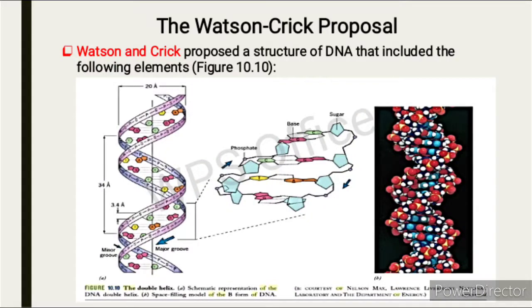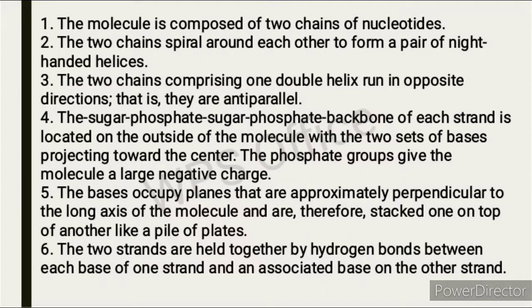In the Watson-Crick proposal, the importance of secondary and tertiary structure as determinants of a protein's activity was stressed. Similarly, information about the three-dimensional organization of DNA was needed if its biological activity was to be understood, using X-ray diffraction data. Watson and Crick proposed a structure of DNA that included the following elements.